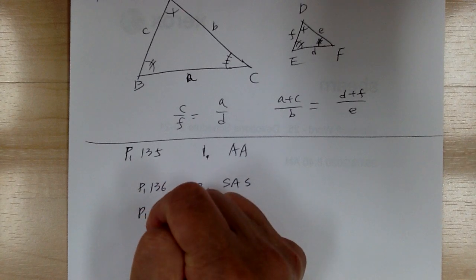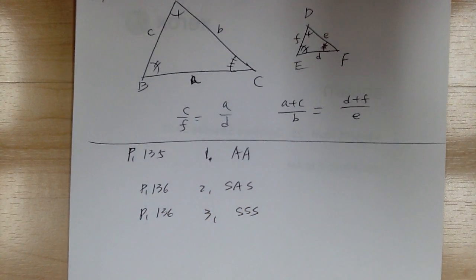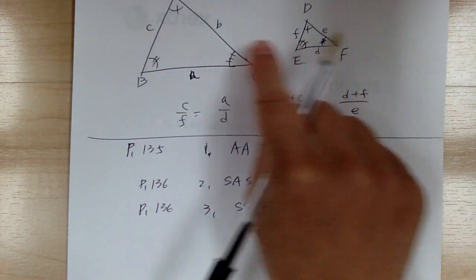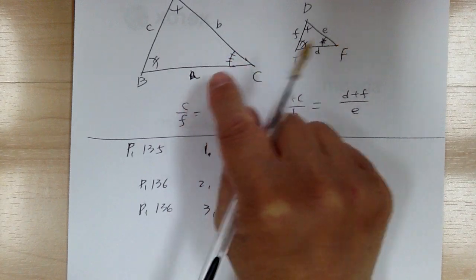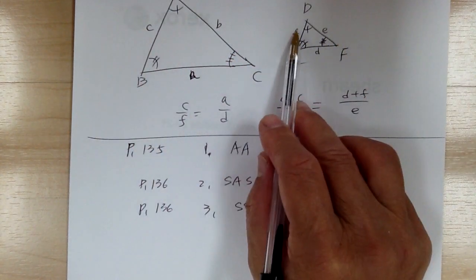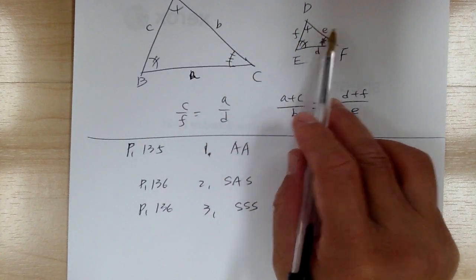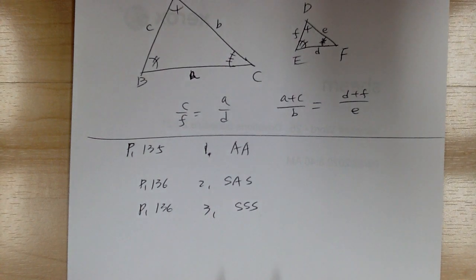Now let's go to page 136, number 3. You have the SSS. That means if all three corresponding sides have the same ratio, then they would be similar triangles. Again, for example, if C is twice F, B equals 2 times E, and A equals 2 times D, then it would be SSS, similar triangles.